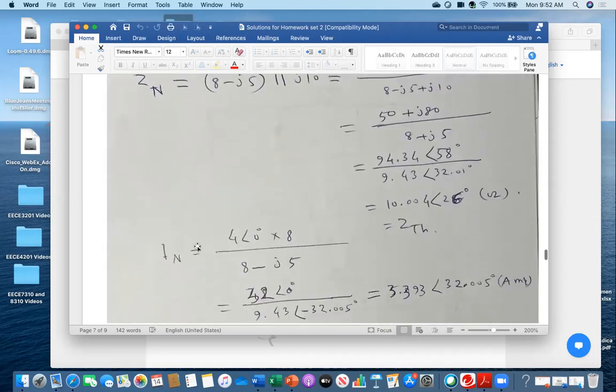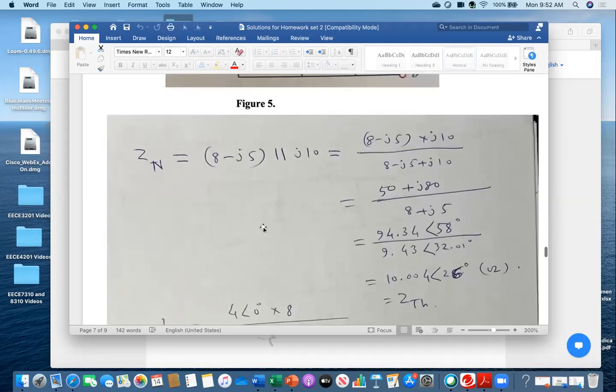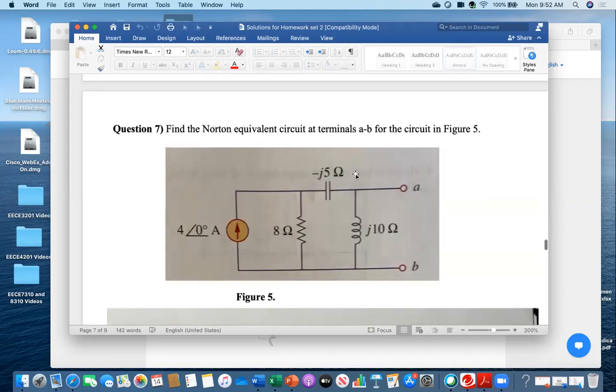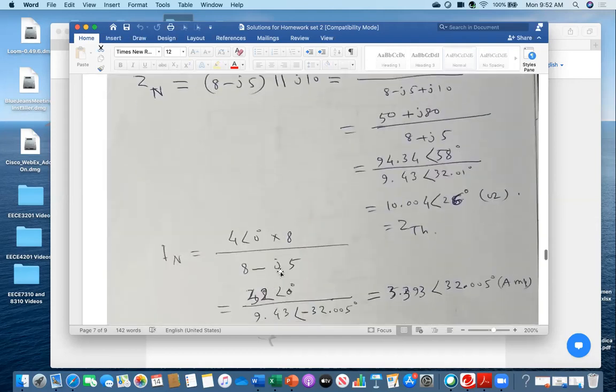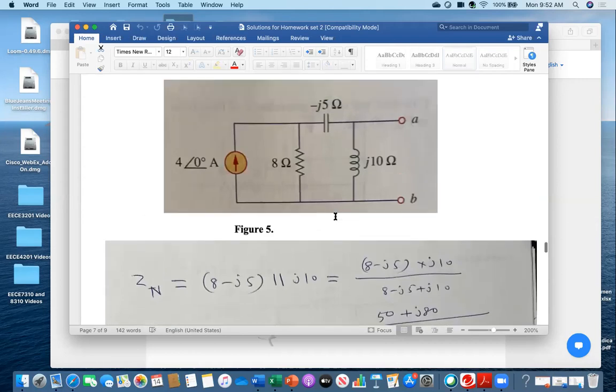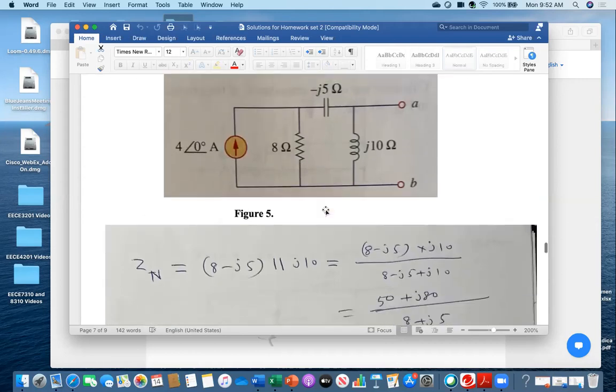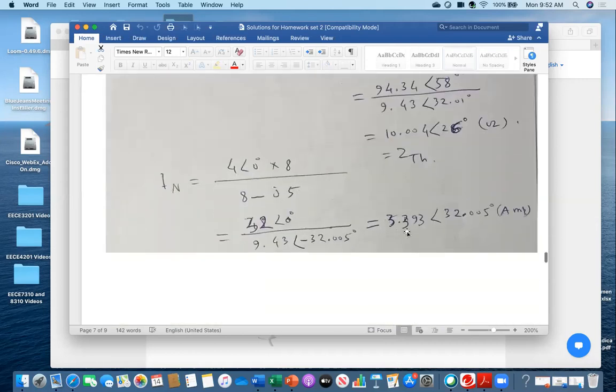So you see, from the total current I, I am finding the current flowing through this one. So I have to multiply by 8. I did. And then the sum of those two, 8 minus J5, 8 minus J5. That's all. So I got 3.393 angle 32.005 degree. I mean, you can leave it as 32 degree. Did you all get this result and this impedance value?